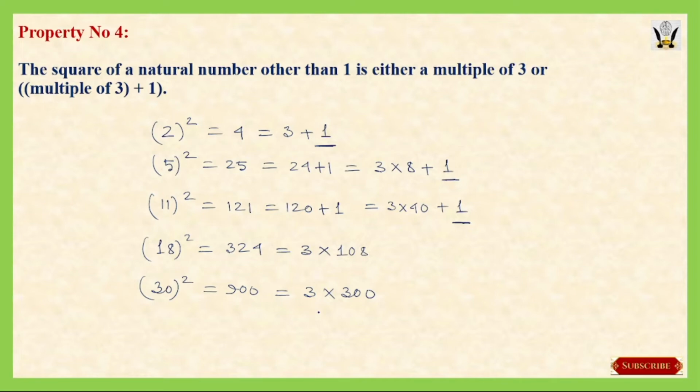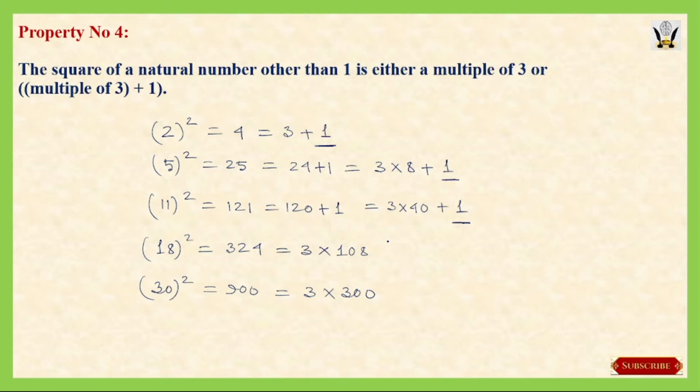So any square number will be either a multiple of 3 or a multiple of 3 plus 1. And when the number itself is a multiple of 3, the square will also be a multiple of 3. If the number is not a multiple of 3, then the square will be a multiple of 3 plus 1. But this rule we cannot apply in case of 1. Other than 1, this is applicable for any natural number.